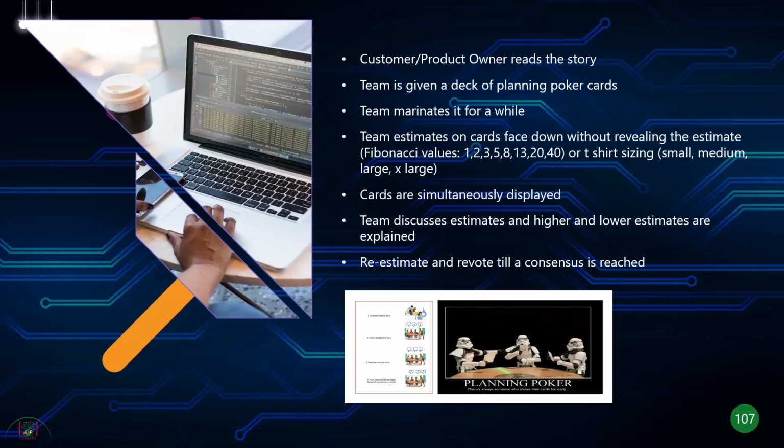They will have Fibonacci number values. Usually you try to play planning poker with Fibonacci values. So a user story could be 1, just a very tiny user story, 2, size 2, 3, 5, 8, 13, 20, 40, like this. Anything beyond 13, we usually say it's a huge story. Try to break it down further into smaller stories. Or you can do t-shirt sizing like small, medium, large, extra large.